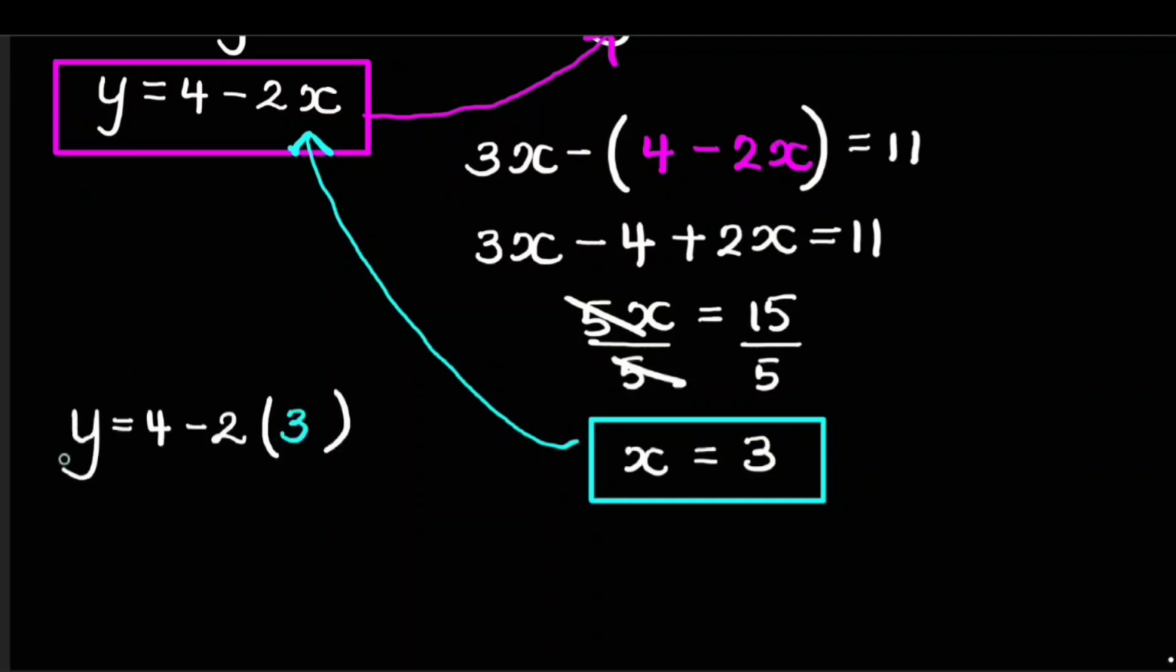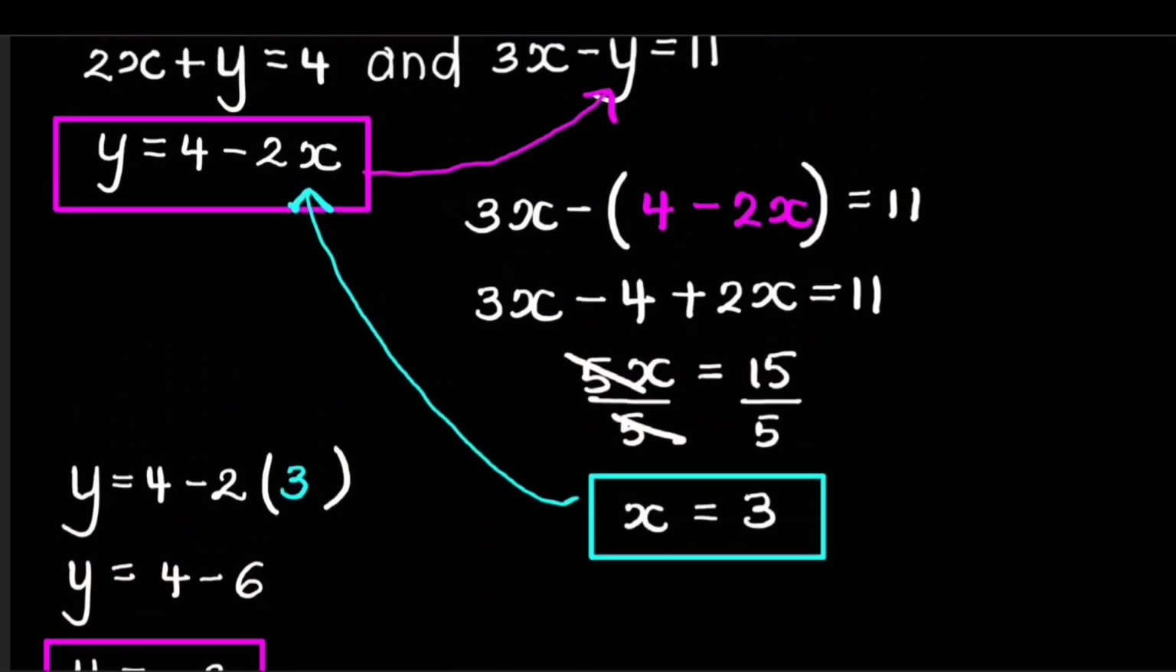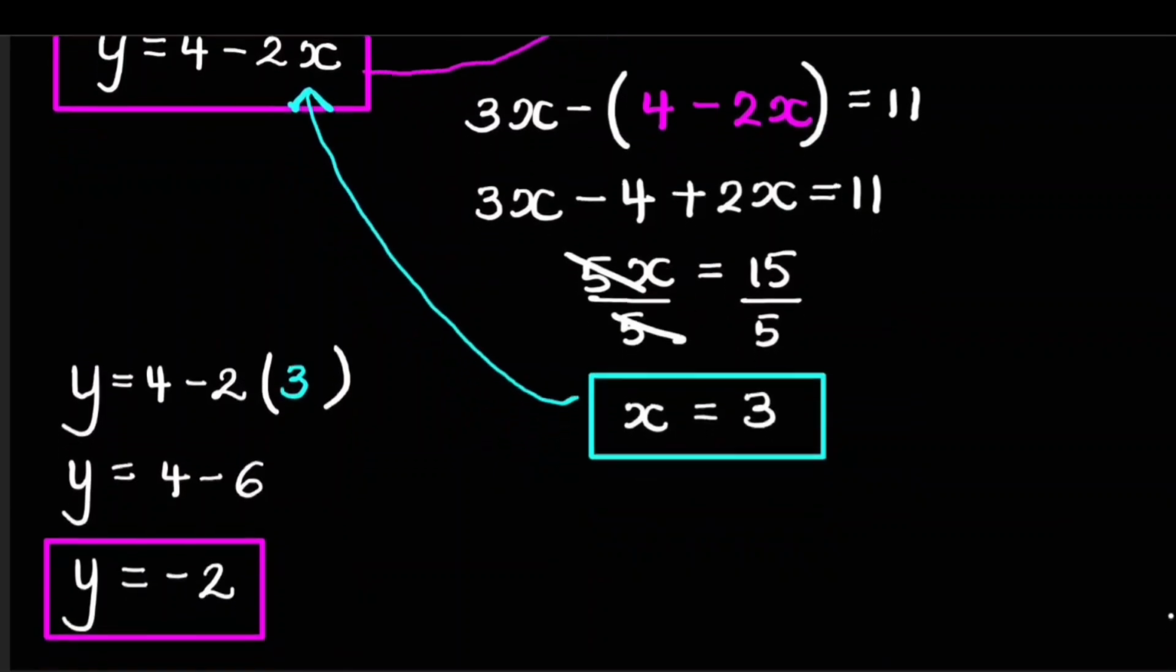Doing so, this is what we have. y is equal to 4 minus 2 times 3. Now let's simplify. So 4 and negative 2 times 3 is negative 6. 4 minus 6 is negative 2. So that is the value of y. So here we've solved simultaneously for x and y.